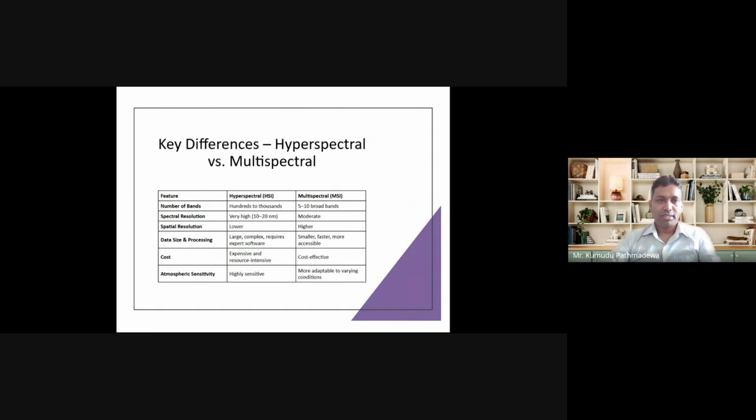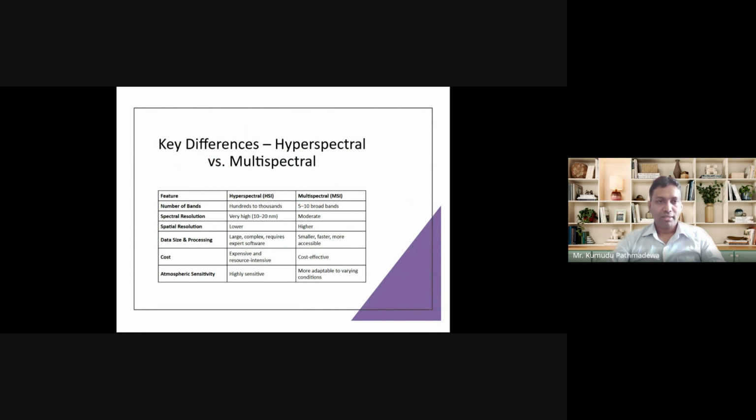For hyperspectral and multispectral, I created this slide to highlight the key differences between these two sensors. Hyperspectral sensors capture hundreds of narrow bands, while multispectral sensors capture only 5 to 10 bands. So as you can see, the number of bands for hyperspectral is hundreds to 1,000 bands. This one is 5 to 10, maybe 20 maximum.